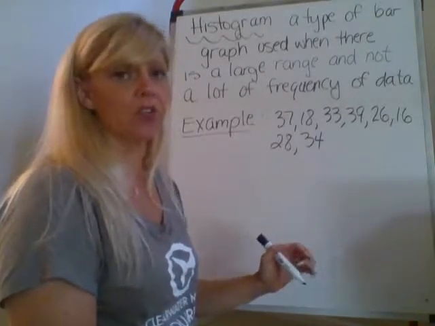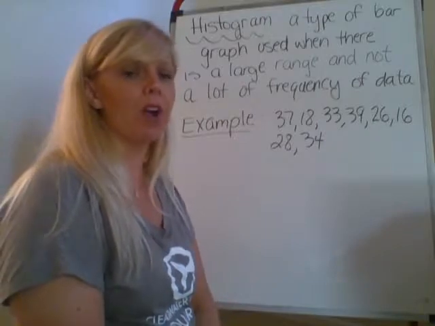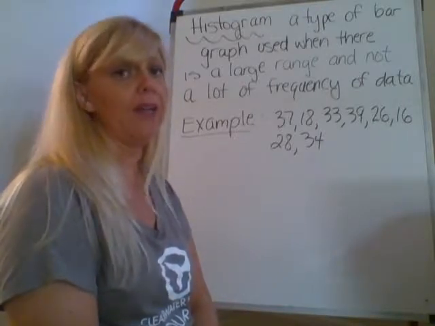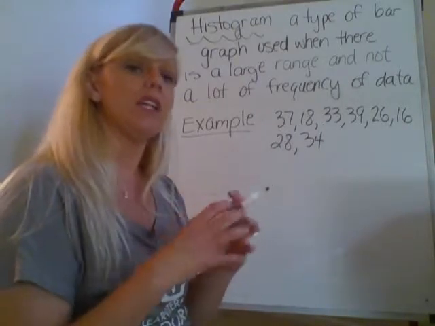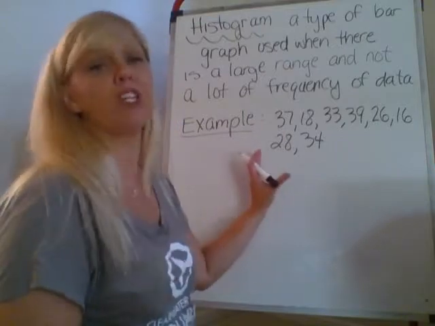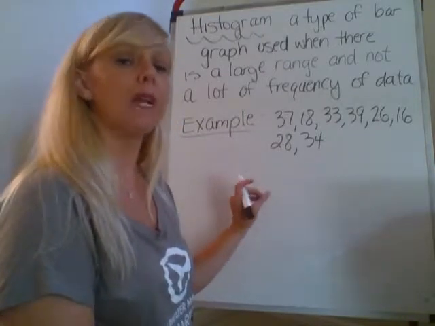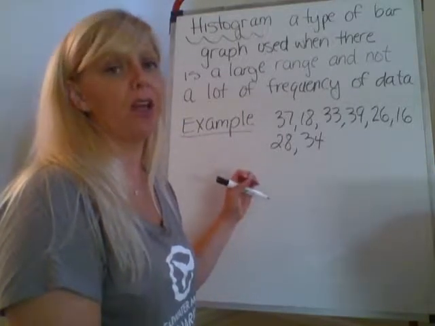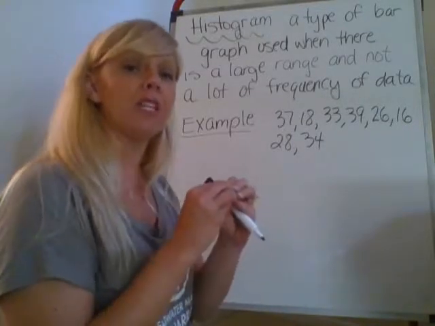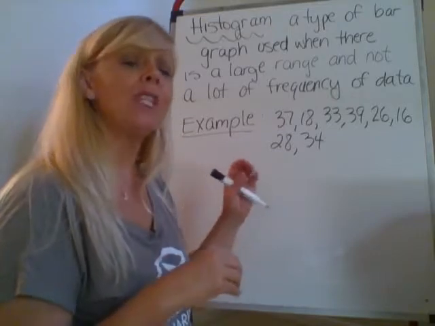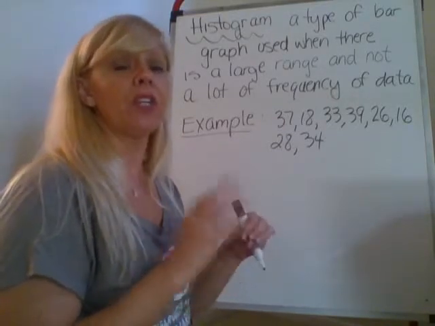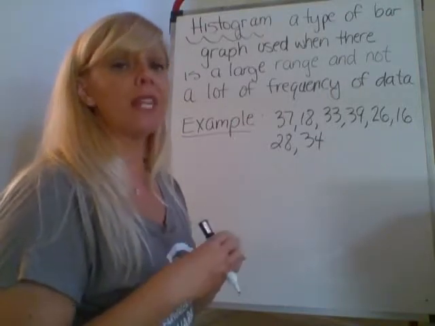So how do we make a histogram? Well, a histogram is a type of bar graph where we're going to use bars and we're going to use intervals. So we're going to group our data into blocks. So if we look at this, we've got a range of 23. So what I'm going to do is group my data by their place value. I'm going to do all my numbers between 10 and 19 and group them into one bar. And then I'm going to take all my numbers from 20 to 29 and group them into one bar, and then 30 to 39 and group them on one bar.